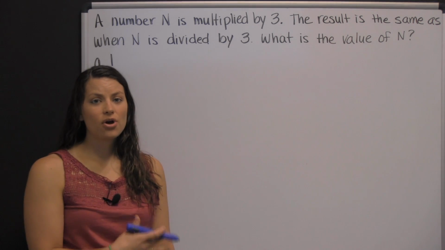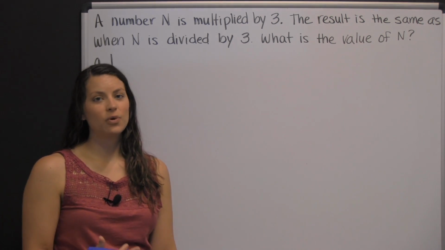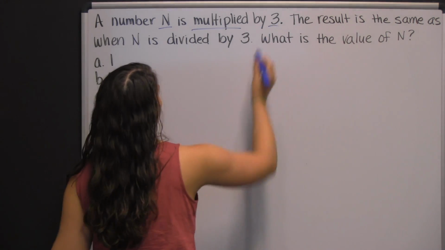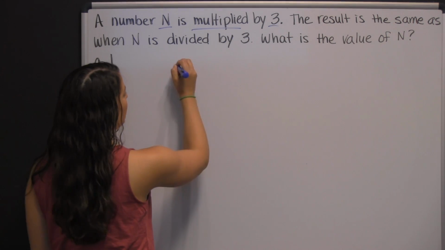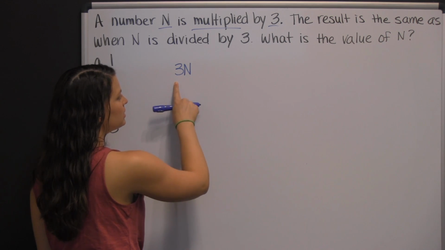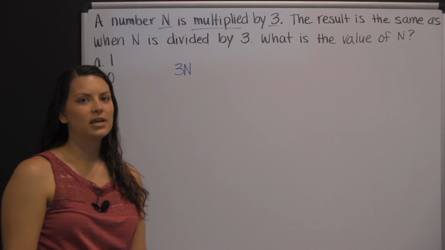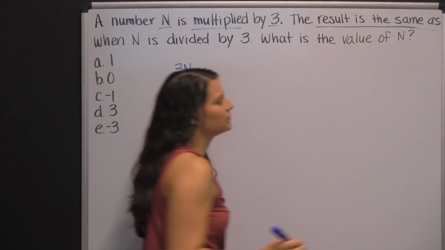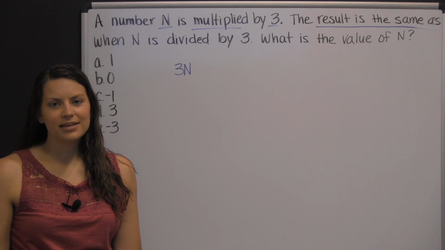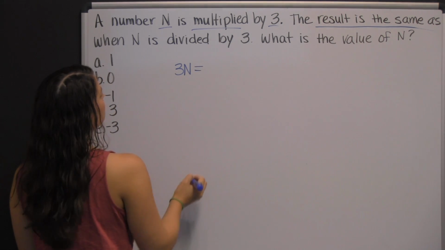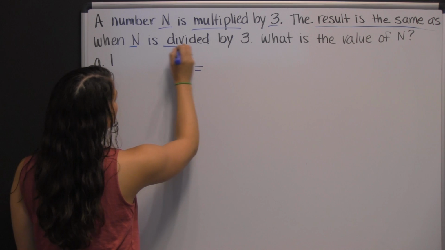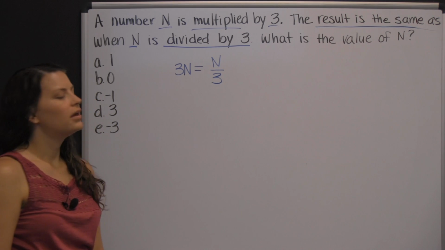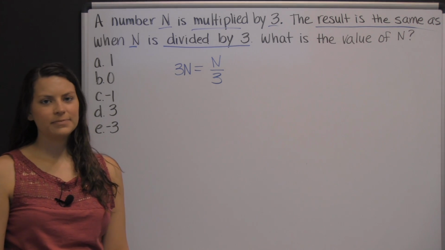Well, I'm going to start by taking all these words and turning them into an equation. So first we have n multiplied by 3. And you would just write that as 3n, because that means 3 times n. Then they say the result is the same as. Well, that's just saying equal to. So equals when n is divided by 3. And that is written as n divided by 3. Then they ask, what is the value of n?